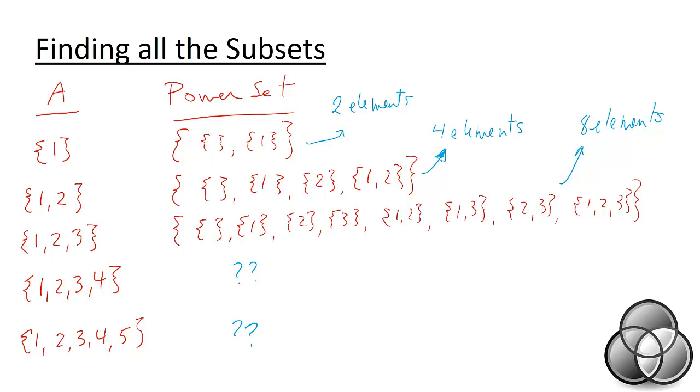How many elements do you think would be in the power set for the set 1, 2, 3, 4? Or for the set 1, 2, 3, 4, 5? Well, for the set 1, 2, 3, 4, we expect the cardinality, or the number of subsets, to be 2 to the power of 4, which is 16 elements. And we've already seen the other set, 1, 2, 3, 4, 5, has 32 elements.